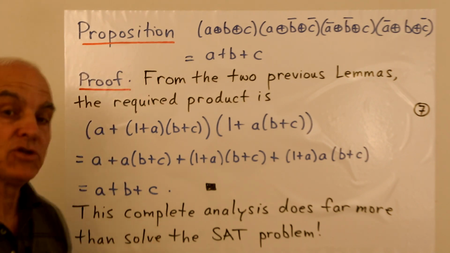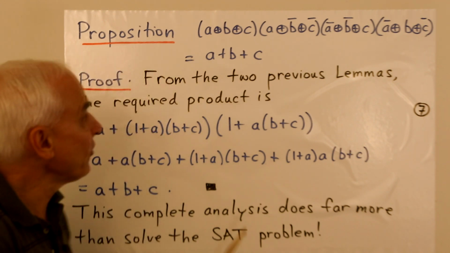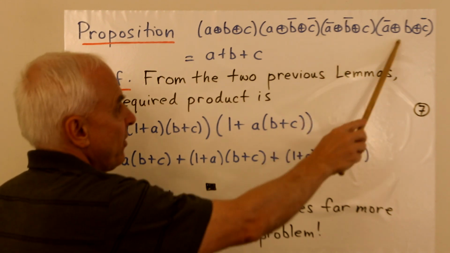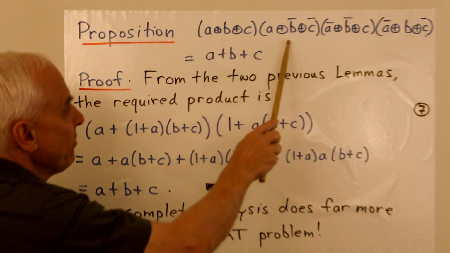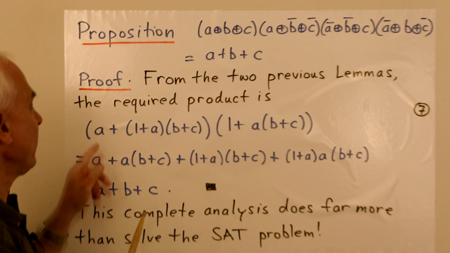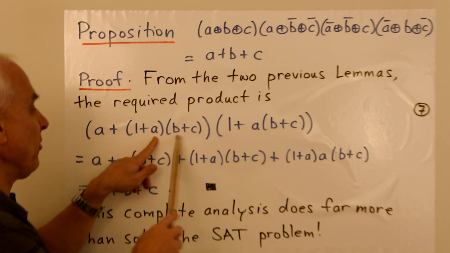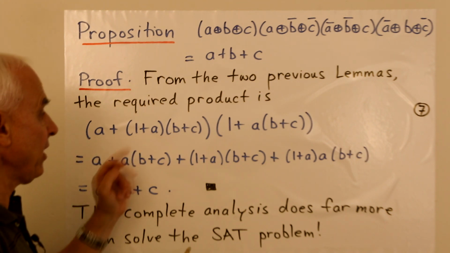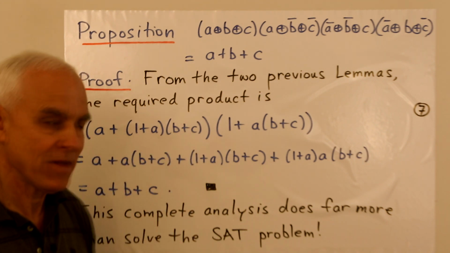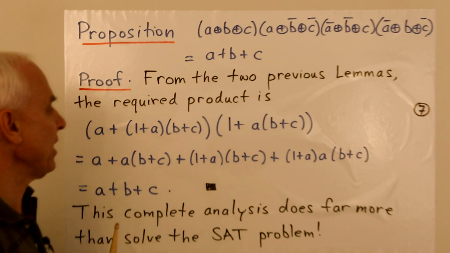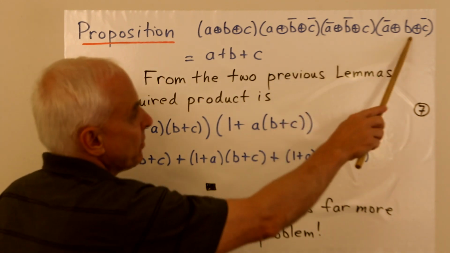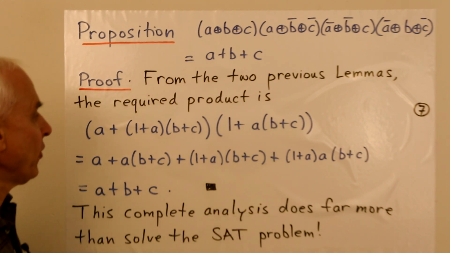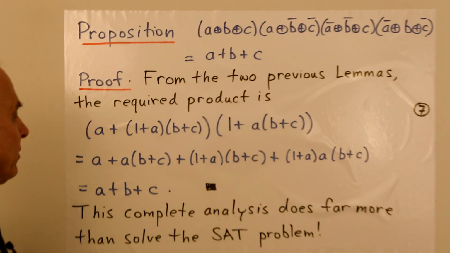Well, we can just use the two previous lemmas that we already have, because we have an expression for this thing and we also have an expression for this thing. So I'm going to rewrite the expression for this product as A plus 1 plus A times B plus C, a little bit differently. Before I had A plus B plus C plus A times B plus C. Now I'm just going to group them together a little bit like this. And the last one that we had was an expression for this. That was 1 plus A times B plus C. So we have to take the product of these two things.